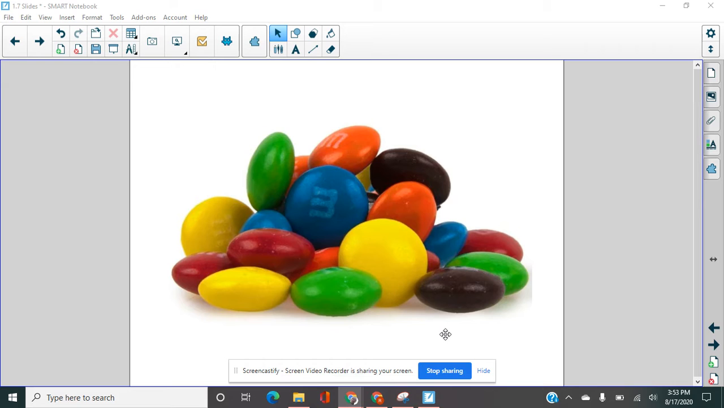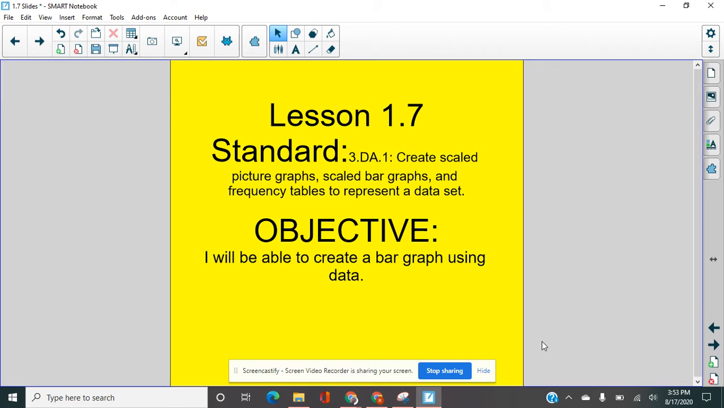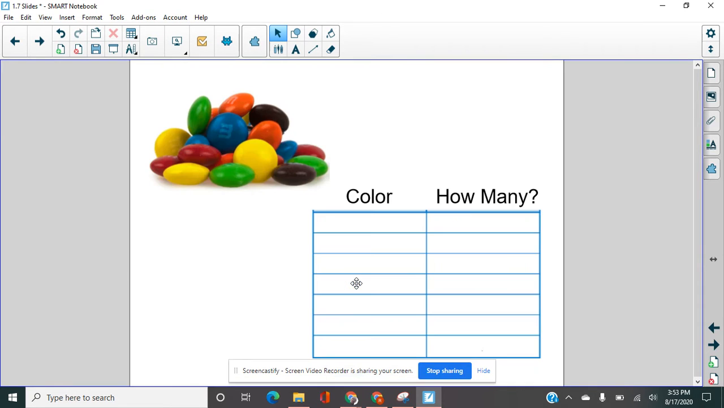Yep, today we're going to talk a little bit about M&Ms. But of course, we're going to talk about some other things too. And that is related to tally marks and bar graphs and how to create a scaled bar graph. All right. So our goal here is to be able to create a bar graph using data. Now, data is like a set of numbers. Okay, and we can create a bar graph using data.